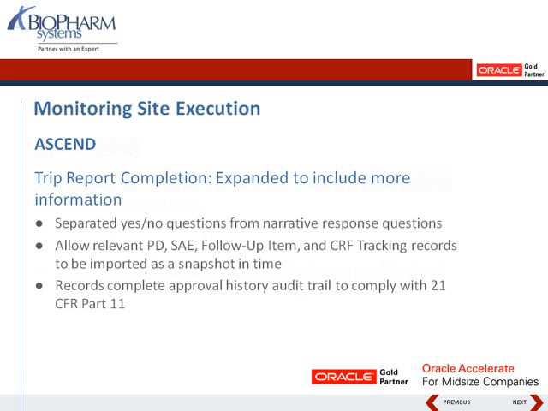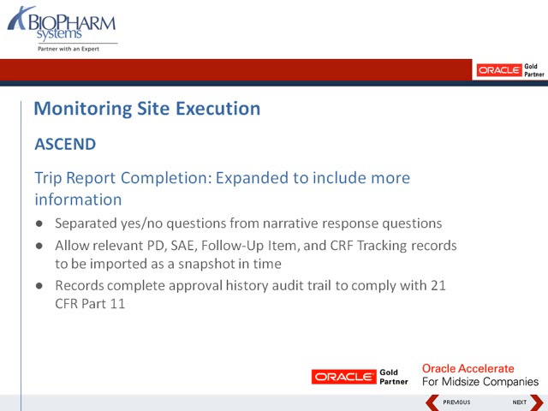In Ascend, what we've done around the trip reports is that the questions included in the trip report template are actually separated out into checklist questions and narrative questions. This separation between checklist items and narrative questions allows us to ensure appropriate response for each type of question.